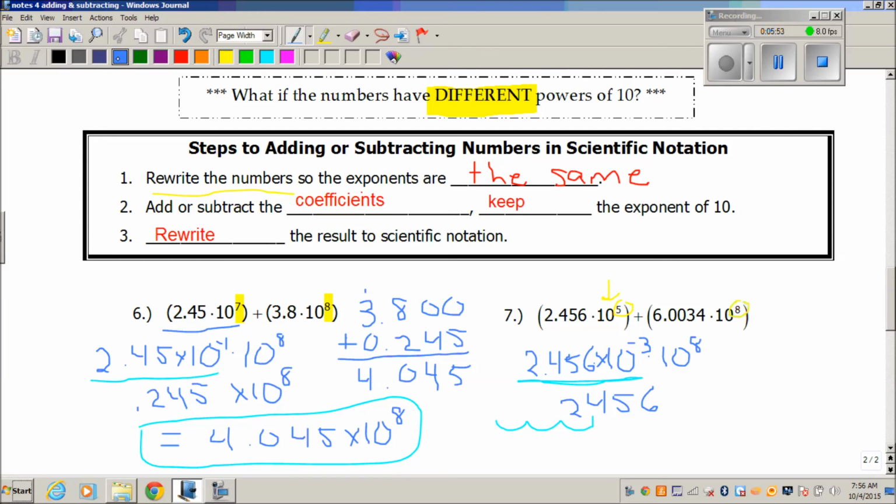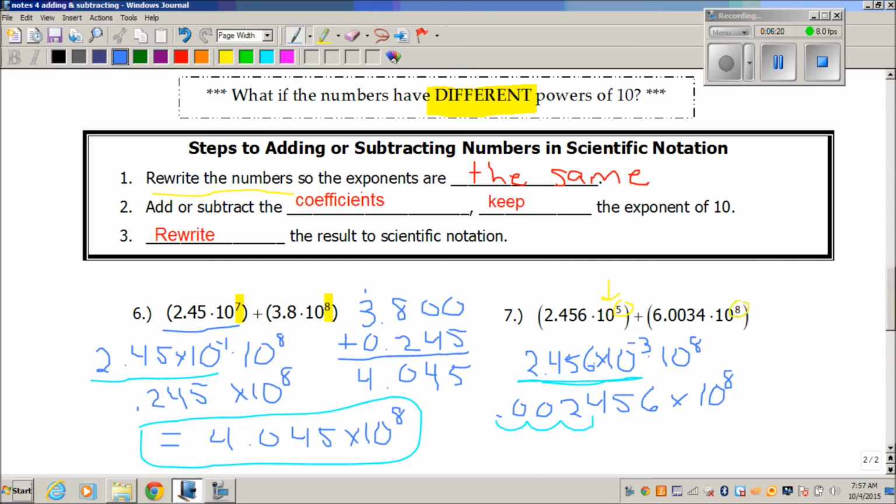So I'm going to have 0.002456 times 10 to the 8th. So I readjusted my coefficient so that both numbers can have a 10 to the 8th. Right now this is not written correctly in scientific notation, but that's okay because I need this coefficient to add it to the other one.